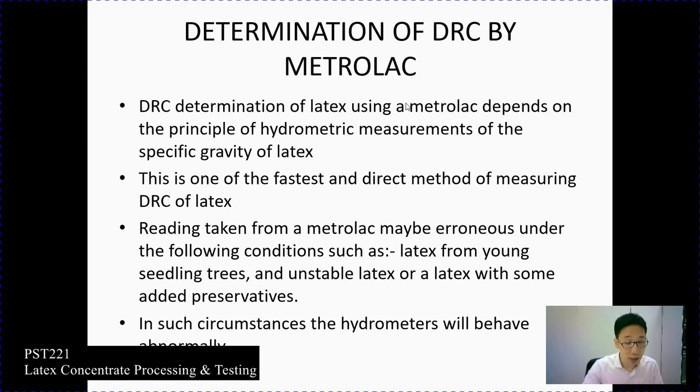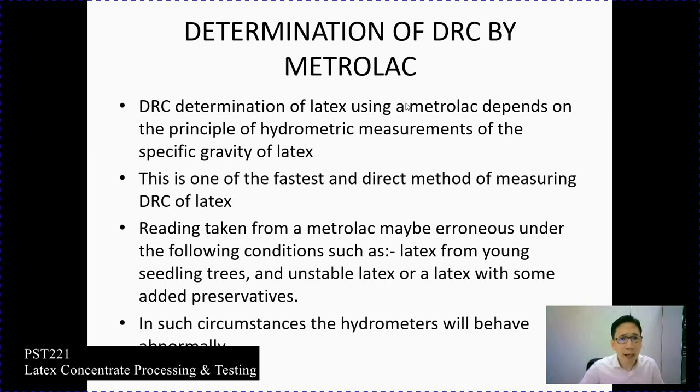I will mention that later on. Okay, this is one of the fastest and most direct methods of measuring the DRC of latex. Among all three methods, Metrolac is the fastest, even faster than the spot method.